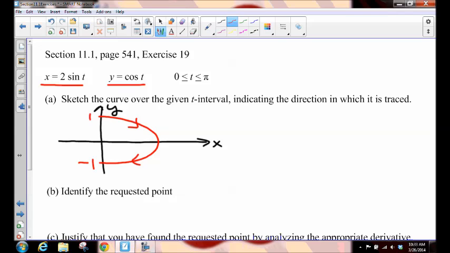Sketch it, find this. Now, for this problem, the requested point or the indicated point is the rightmost point. And when I look at the graph, I can tell that the rightmost point is going to be 2, 0.